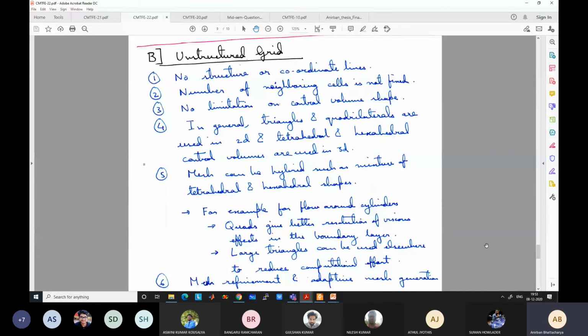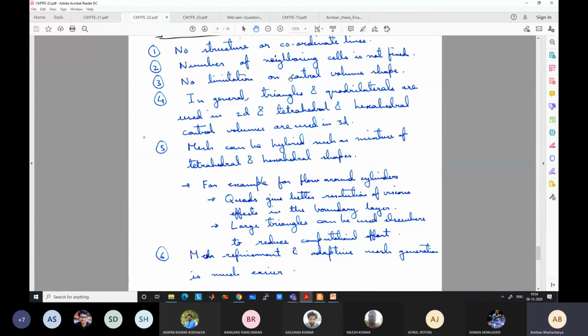So the unstructured grid, on the other hand, is just the opposite of structured. There is no structure, or no coordinate lines can be defined. There are no proper coordinate lines, no lines which vary along any direction. The second point is that the number of neighboring cells is not fixed, so connectivity is not the same. I will show you one example.